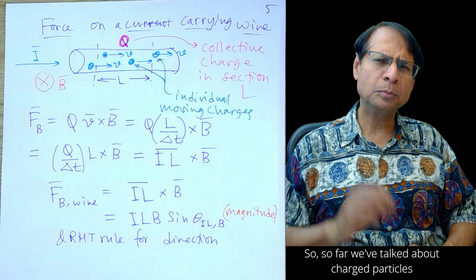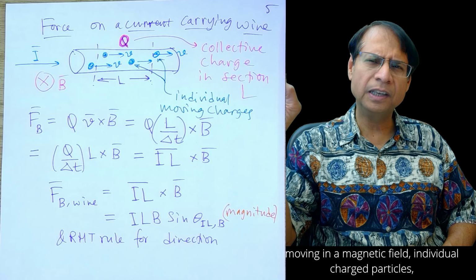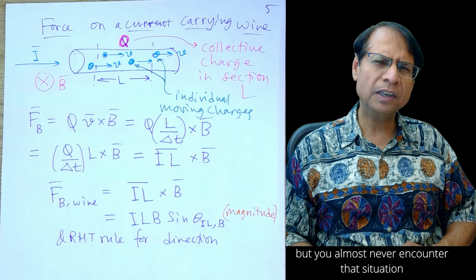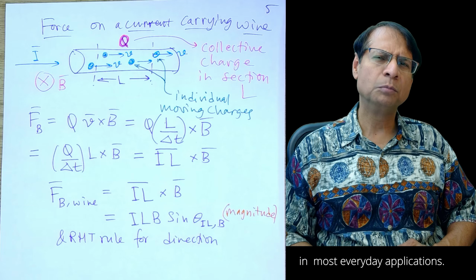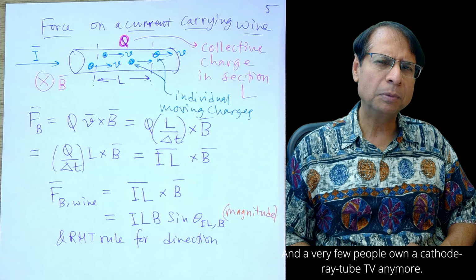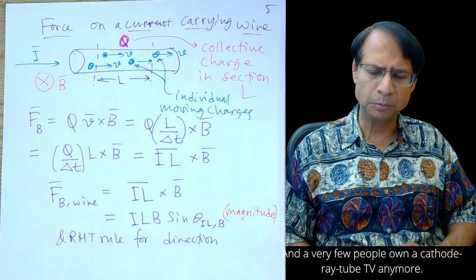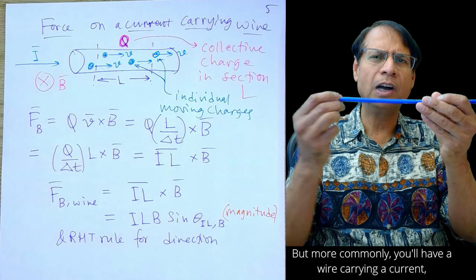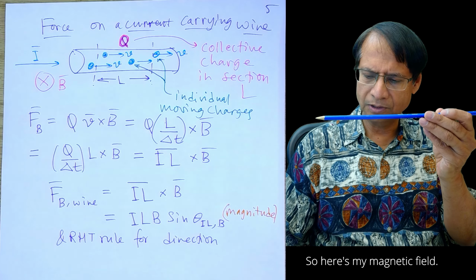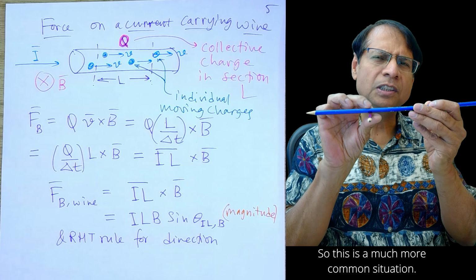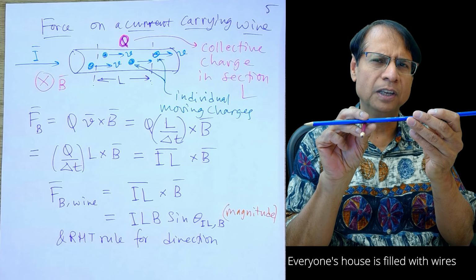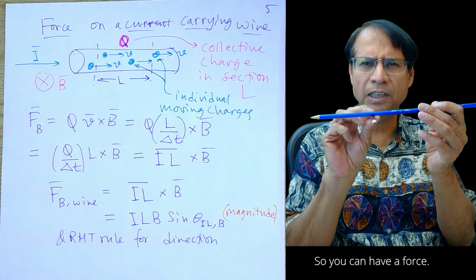So far we've talked about charged particles moving in a magnetic field, individual charged particles. But you almost never encounter that situation in the most everyday application. Who owns a bubble chamber? And very few people own a cathode ray tube or TV anymore. But more commonly, you'll have a wire carrying a current, which is placed in a magnetic field. So here's my magnetic field. So this is a much more common situation. There are wires all over the house. Everyone's house is filled with wire, and you have magnetic fields. So you can have a force.